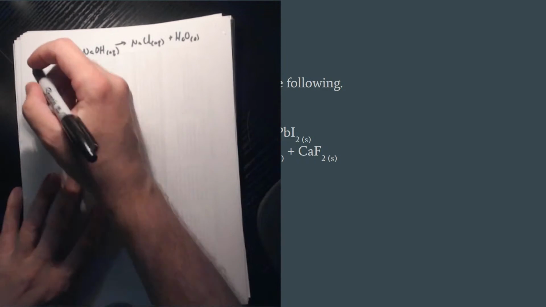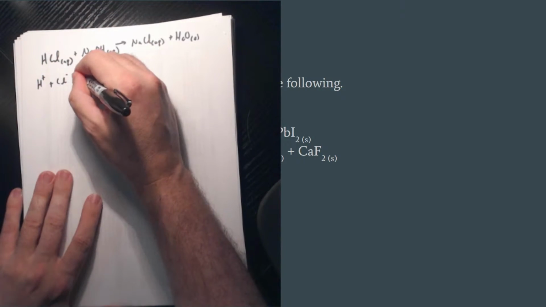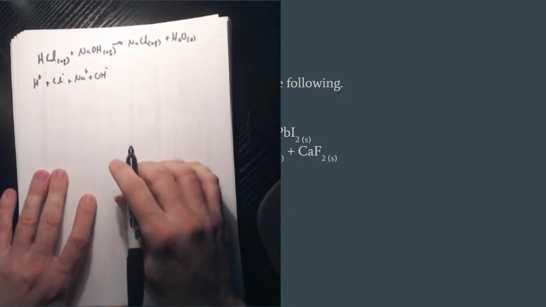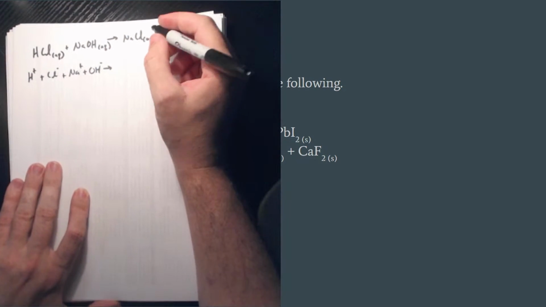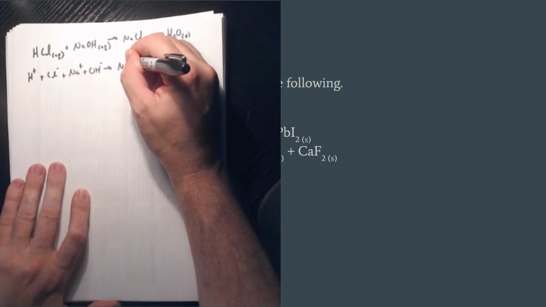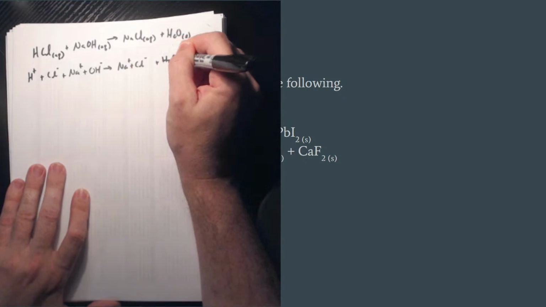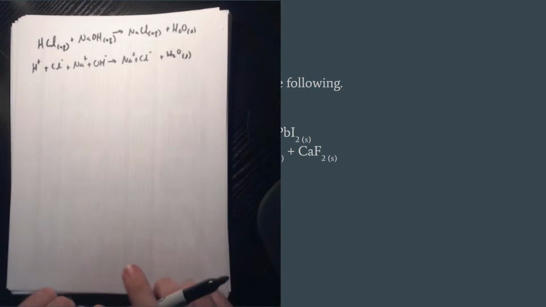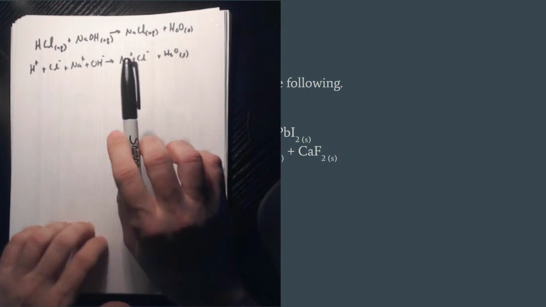So H plus, Cl minus, plus Na plus, OH minus. I should be writing aqueous under all of these, but that would take forever, and you wouldn't be able to read it anyway. So Na plus, Cl minus, plus H2O. It's a liquid. All right. So this is our ionic equation for this particular reaction.